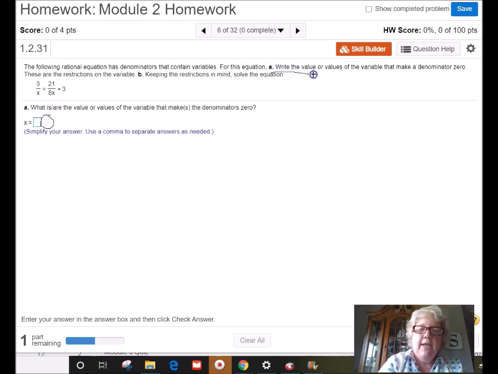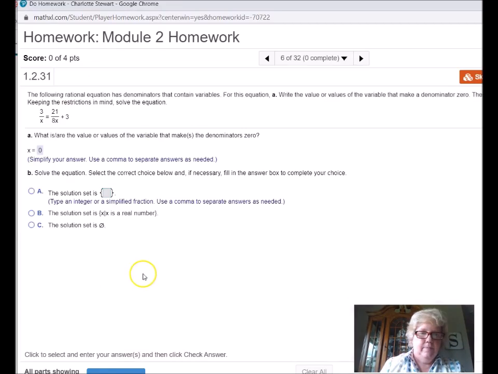So for the first answer, what value or values would make the denominator 0? Solve that, and then check your answer. Once you solve and check that answer, then part B will pop up. Part B is where you will actually solve the equation. Okay, now you see that our 0 was the correct answer.